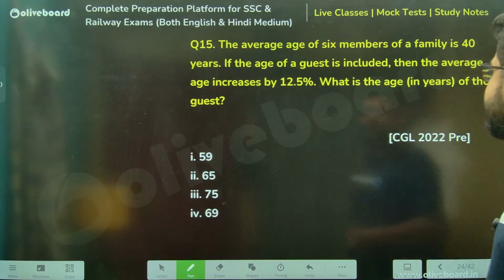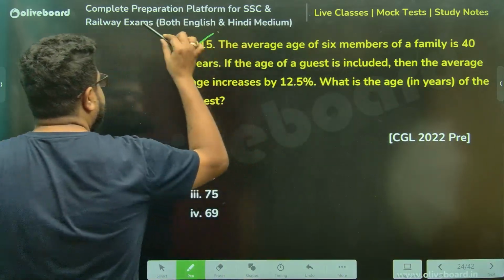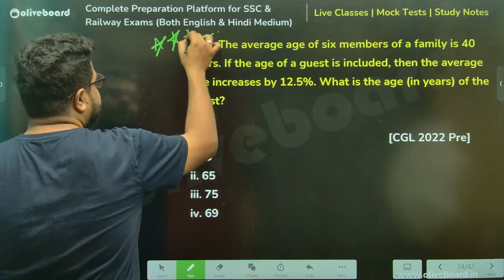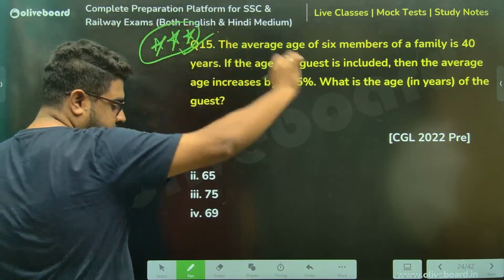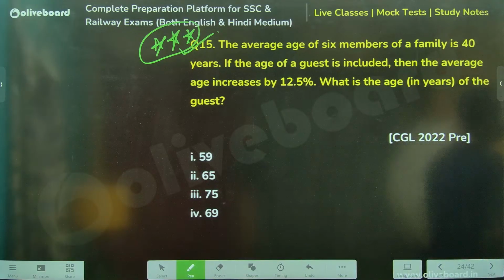Chalo, next one, please. This is a brilliant question. This is called an inclusion type question. Put 5 stars on this. A brilliant question that gets repeated multiple times.